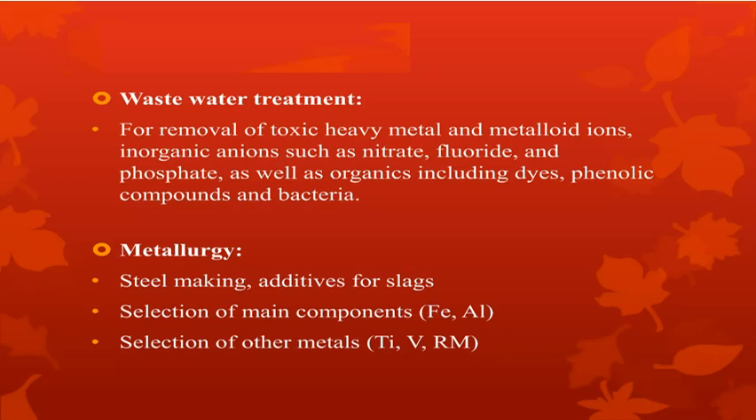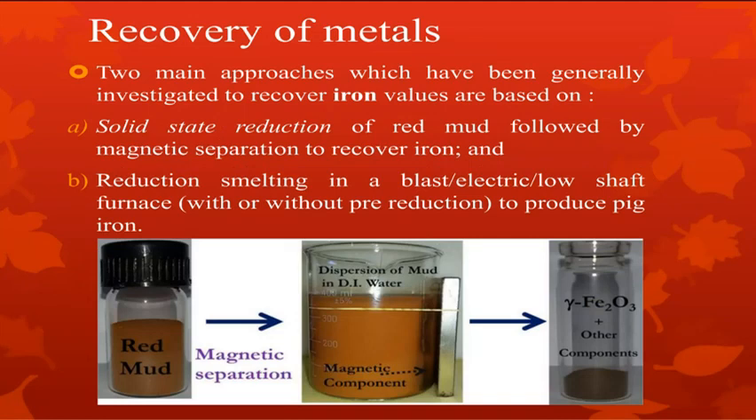It is also used in metallurgy such as steel making, additives for slags, selection of main component, selection of other metals. It is also used for recovery of metals. The two main approaches which have been generally investigated to recover iron values are based on: first one is solid state reduction of red mud followed by magnetic separation to recover iron, and second one is reduction smelting in a blast furnace to produce pig iron. Here are some figures of these processes given below.